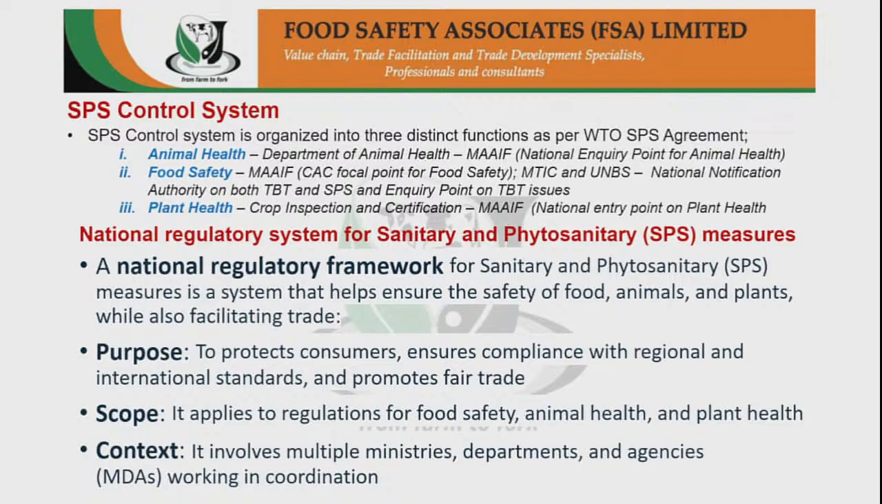So what is the national regulatory system for SPS? This should be a framework that will help to ensure food safety, animal and plant health, while also facilitating trade. So if we are talking about the framework, it doesn't matter the form it takes, as long as it's able to help us ensure food safety, animal health and plant health, and facilitate trade, that framework is as good to go.